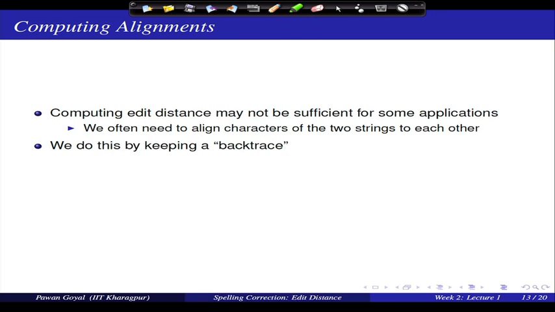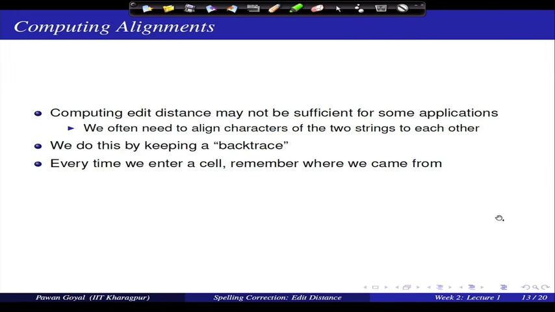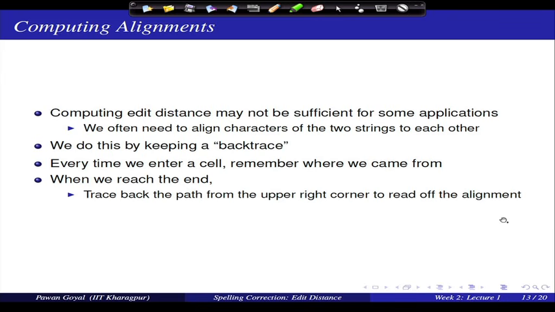So whenever I am filling out the value of d[i][j], I can come up from either d[i-1][j], d[i][j-1] or d[i-1][j-1]. So whichever gives me the minimum cost, I will put a pointer that I came either from left, from bottom or diagonal element. Okay. So whenever I am at d[n][m], I will start doing a backtrace from there, which element I came here from, and I keep on doing it until I arrive at the null characters. Okay. So every time we enter a cell, we remember where we came from, and when we reach the end, we trace back the path from the upper right corner to read off the alignment. Okay.